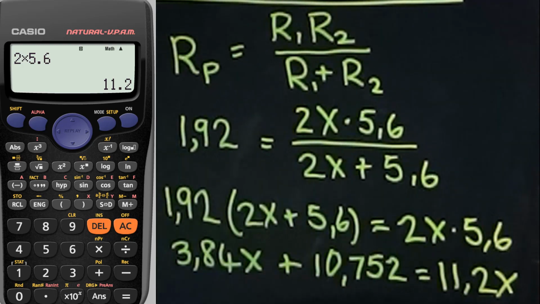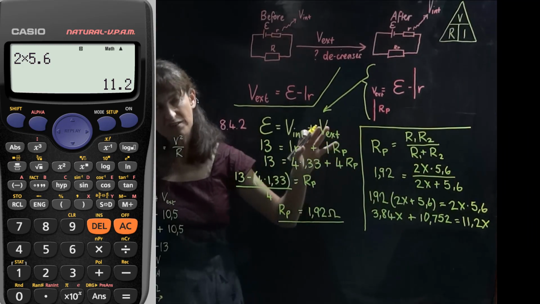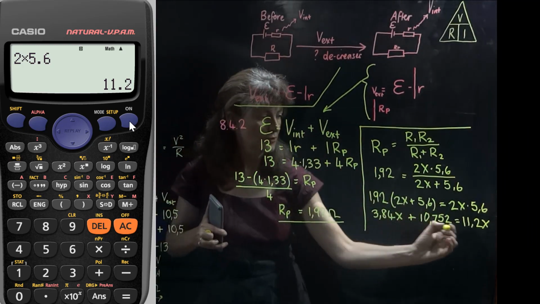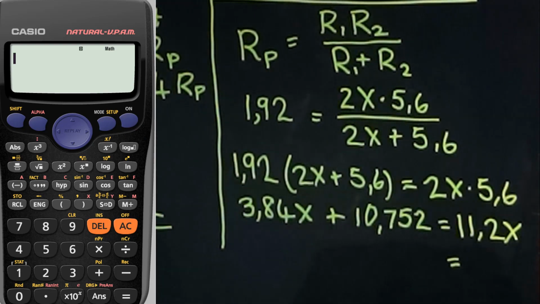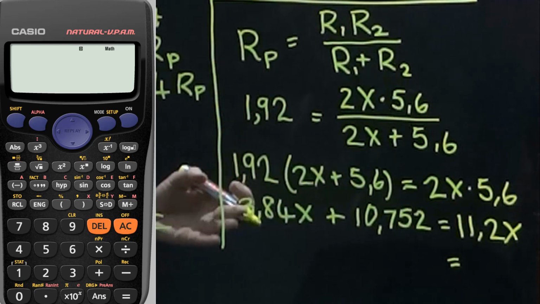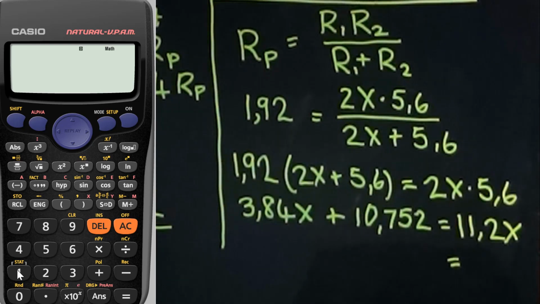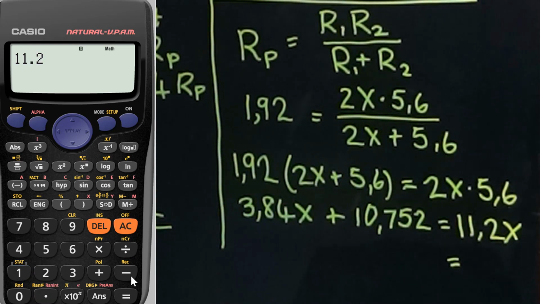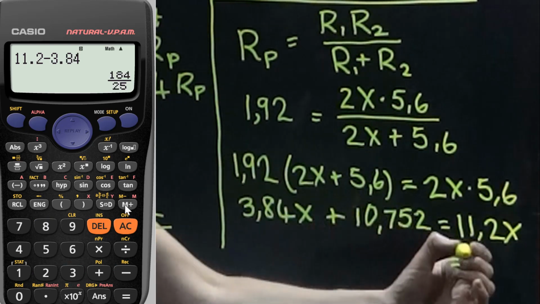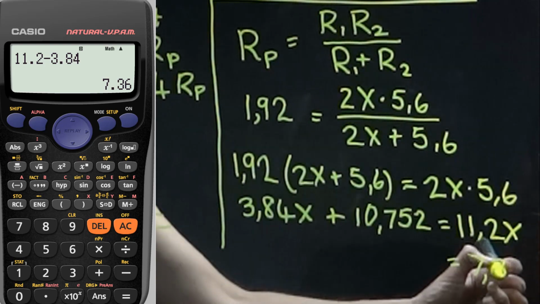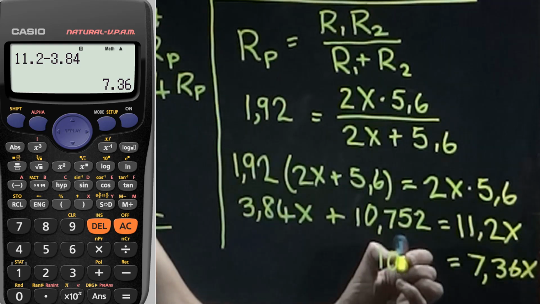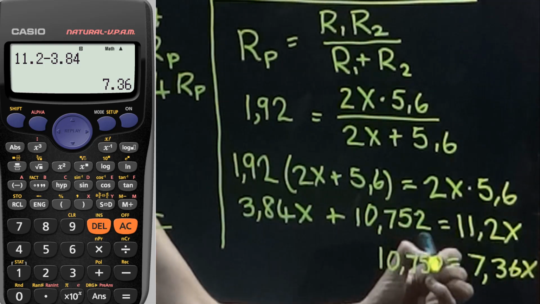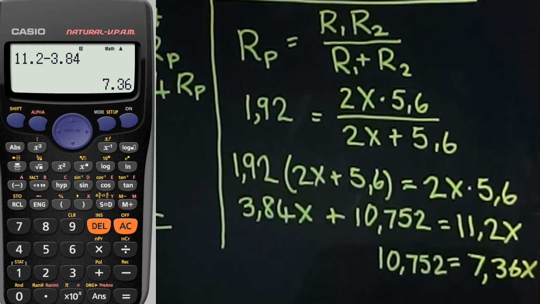Right, let's get all the x's to one side. Easiest if we don't need to have a minus. So let's get them to that side. So we have 11,2. I could write it out, but you simply subtract 3,84 from both sides. Let me just do that straight. 11,2 minus 3.84 is equal to 7,36x, don't forget the x, is equal to 10,752. We divide both sides by 7,36.